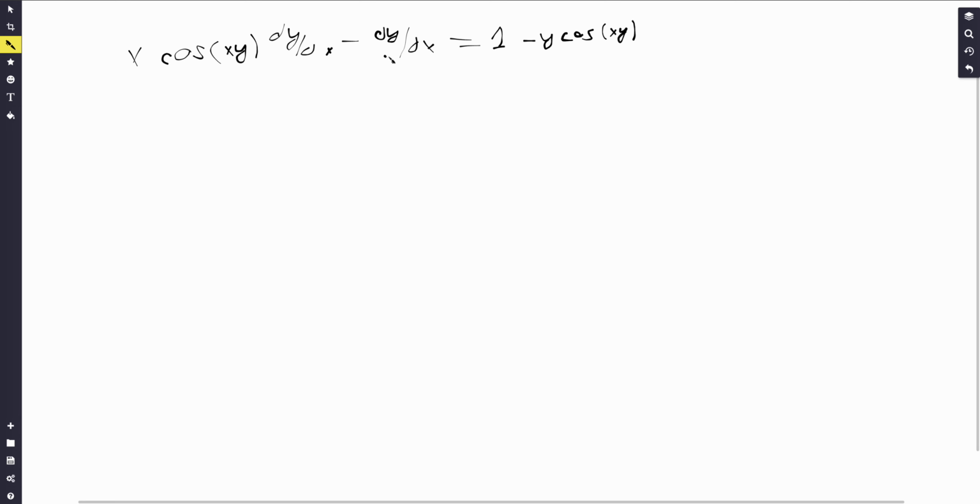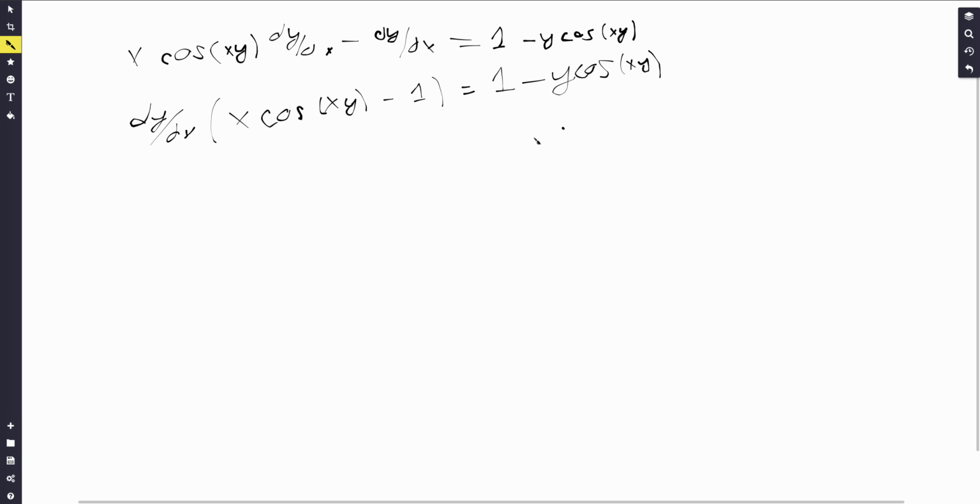Now what we would do is, we have a common dy dx in both these terms, so you would take out a dy dx in this instance. So it would be dy over dx, take that out, so this would just be x cosine xy minus 1, and that would still be equal to whatever we have right here. So 1 minus y cosine xy.